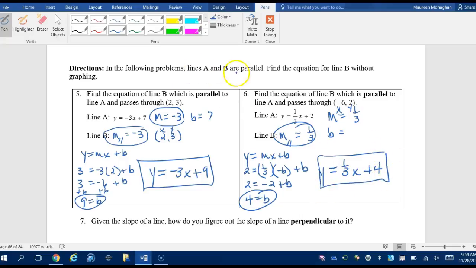All right. So in summary, parallel lines have the same slope. That's what you need to know. Okay, this concludes our lesson on equations of parallel lines.